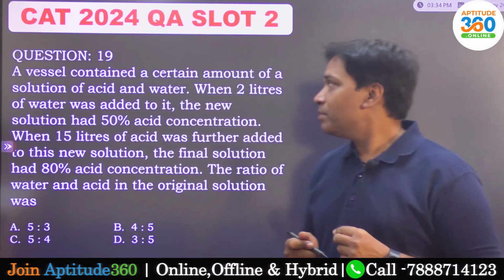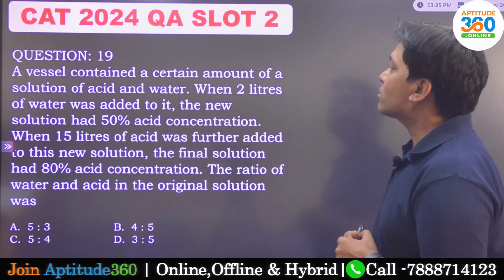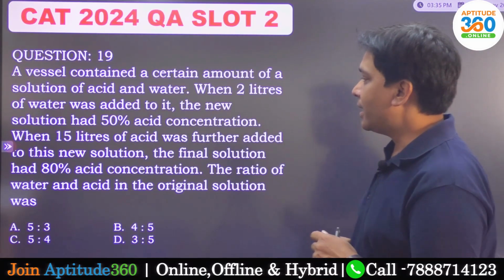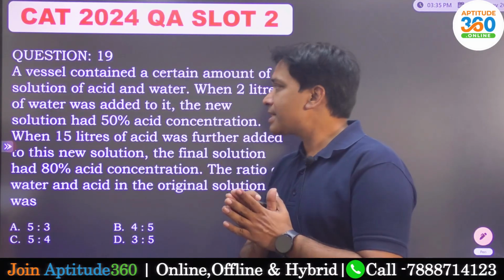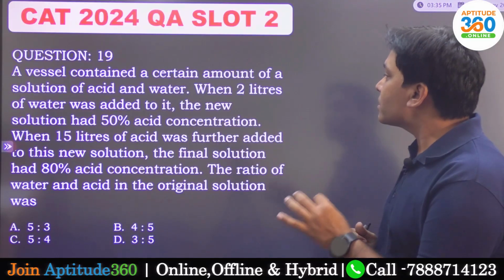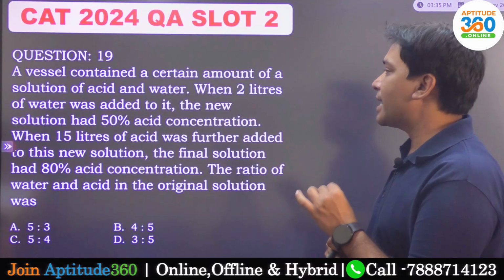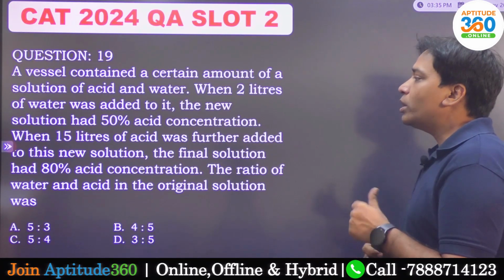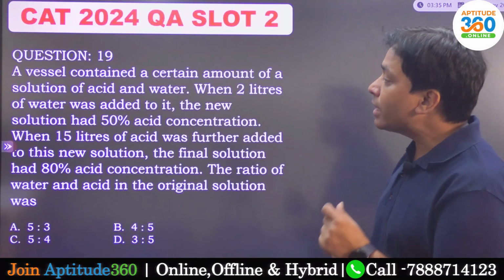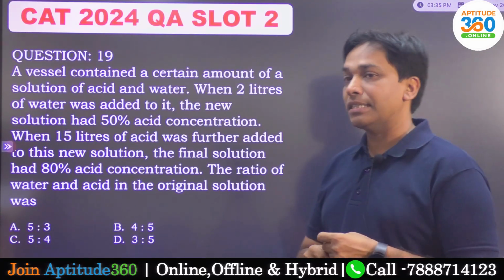Let us solve this problem. It was asked in CAT 2024 in slot 2. Question number was 19. It is the replacement problem. It says a vessel contained a certain amount of a solution of acid and water. When 2 liters of water was added to it, the new solution had 50% acid.